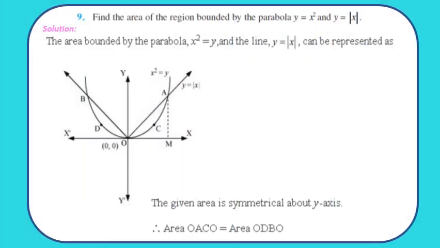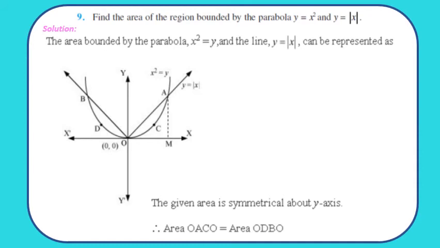Moving to question 9. Find the area of the region bounded by the parabola y equals to x square and y is equal to mod x. Now the area bounded by the parabola, that is x square equals to y. Now x square is there, so it will be symmetrical along y axis, and y is equal to mod x, so it will be a combination of two lines. You can see in the figure we have a line OA and we have a line OB. Why? Because for plus and minus values of x we have two different lines.